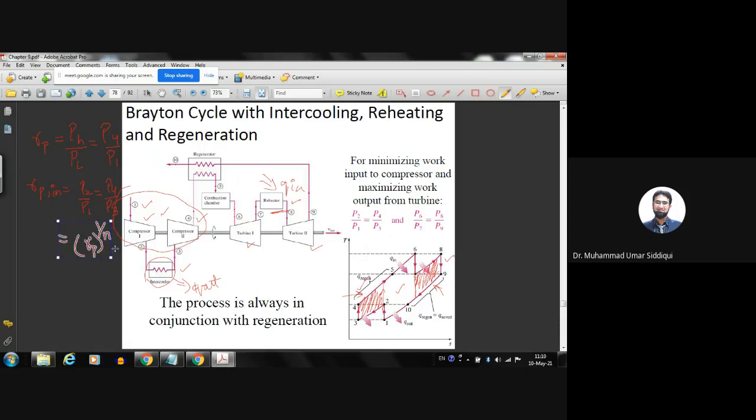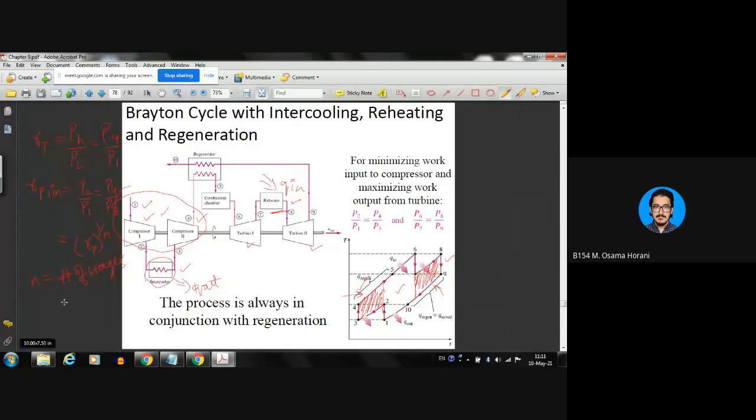So here N is the number of the stages. First of all, P2 by P1 should be the same as P4 by P3, and whatever the overall pressure ratio P4 by P1 is, if we take power 1 by N, where N is the number of stages, we are going to get the individual pressure ratio. Is this clear or not?